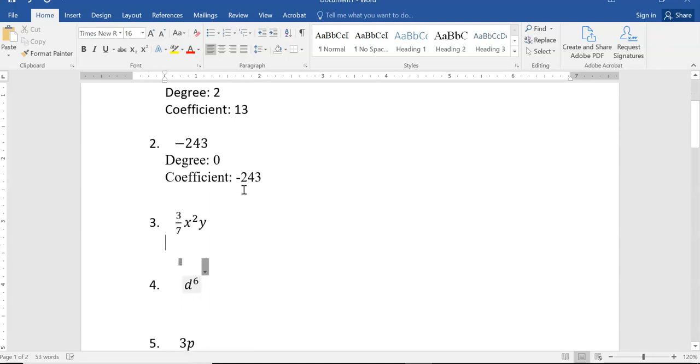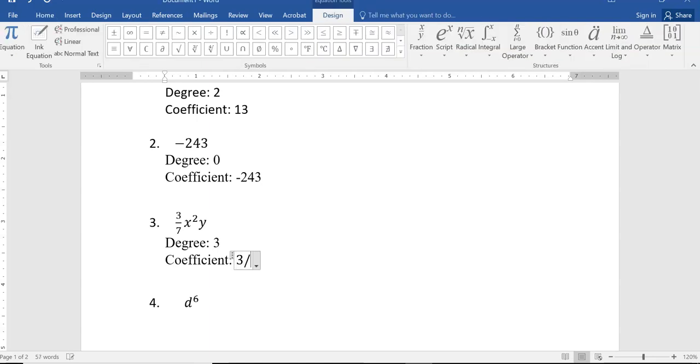3/7 x squared y. The degree here is 3: x squared and then y, so 2 x's, 1 y, add to 3 variables that we're dealing with. And the coefficient is obviously 3/7.